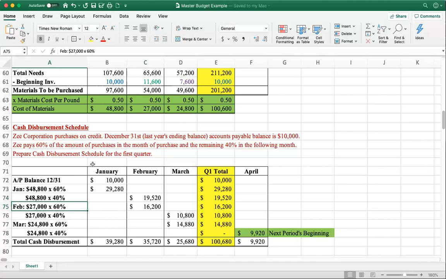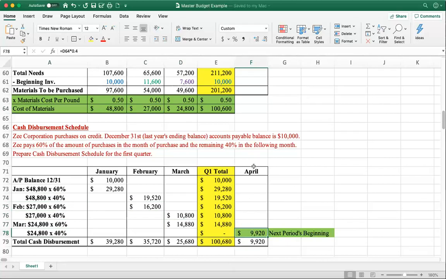So coming from your materials budget, 27,000. 60% are paid in the month of purchase, which is February. 40% are paid the following month, which is March. From the March purchases, which are 24,800, 60% are paid in the month of March and 40% are paid in the month following, which is April, the next quarter, right? So if you see, we didn't put it in this quarter's budget.